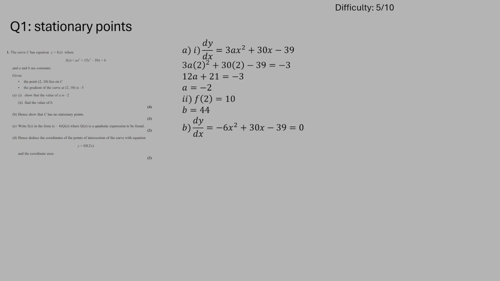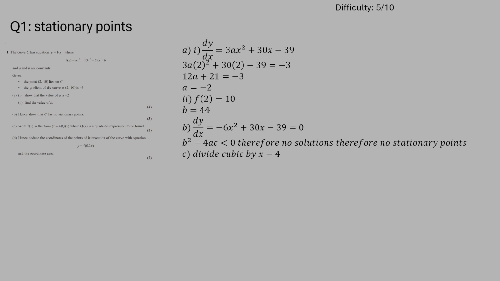Alright, next we're going to just differentiate. We're going to rewrite the differentiated version with the a in, and we're going to show that it has no stationary point. We're just going to use a discriminant here, and say that it is less than 0, which means that there are no solutions, which means there are no stationary points because the derivative has no solutions.